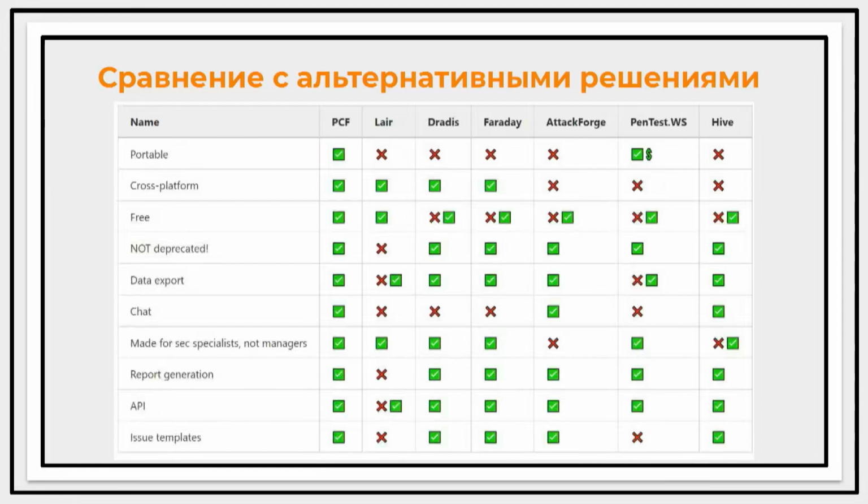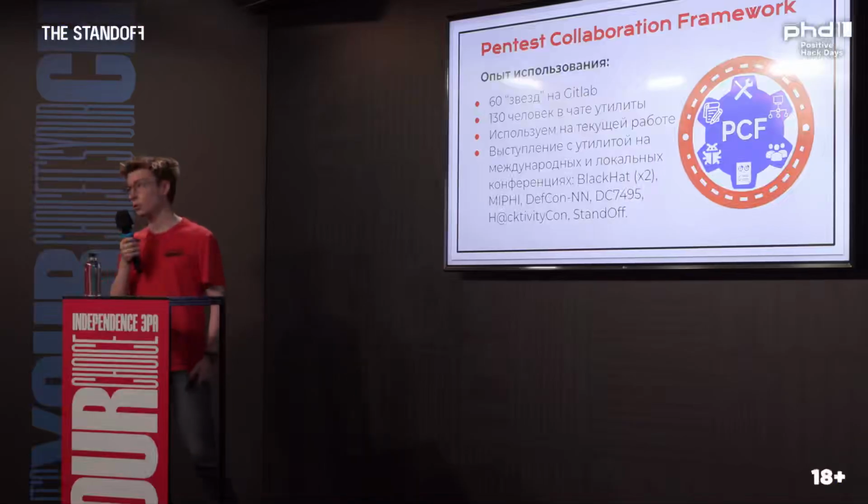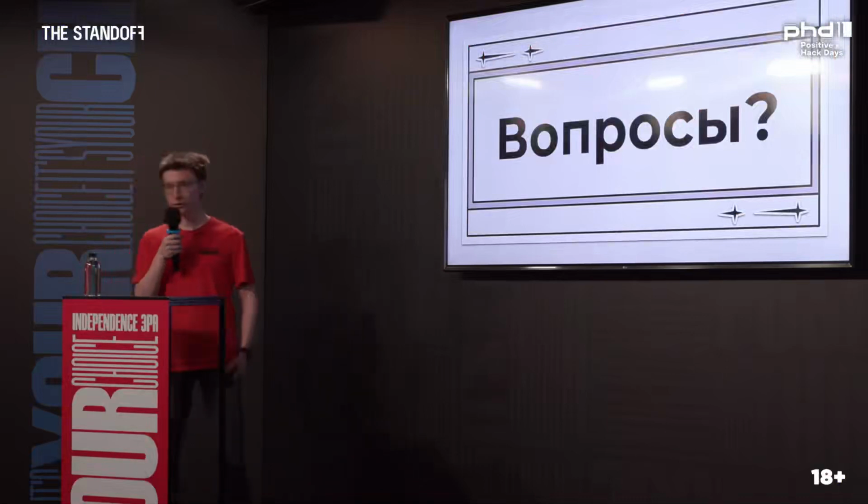And an important criterion was that those utilities were aimed at managers, not at tech specialists. And it was a big issue for TechForge, which is why we didn't choose it. The API is used as a Swagger API, and there are also vulnerability templates. There's some experience using it. It has existed for about half a year. It has 60 stars on GitLab, 130 people in the utility chat use it in the current work process, and I presented it at different conferences. Your questions, please.